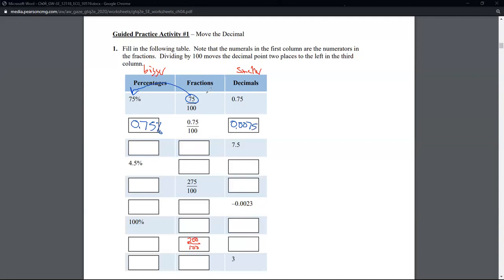Again, all of these fractions are going to be focused with denominators of 100. In reality, your goal would be to reduce them. So that's just kind of a little quirk about this.